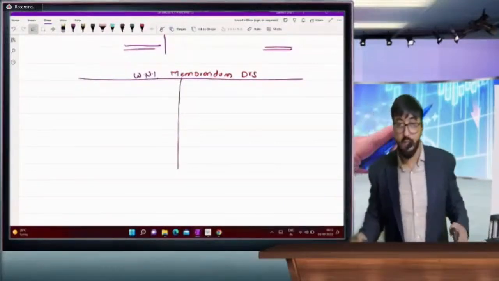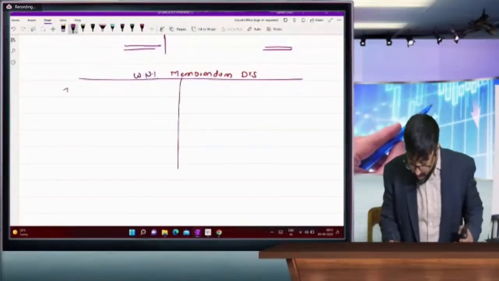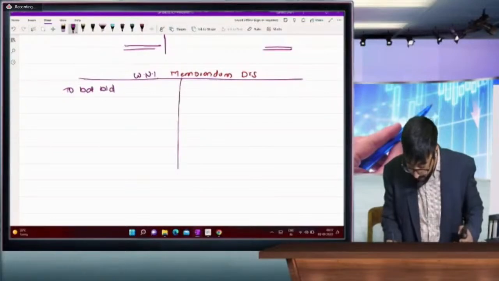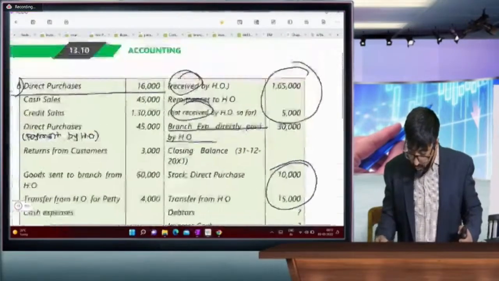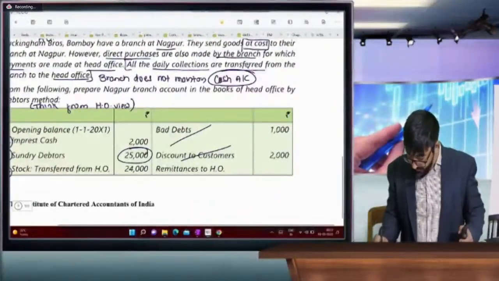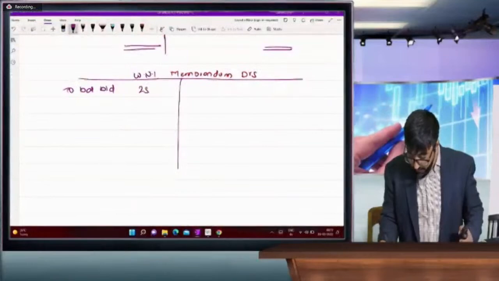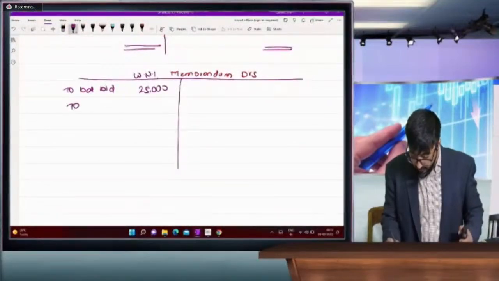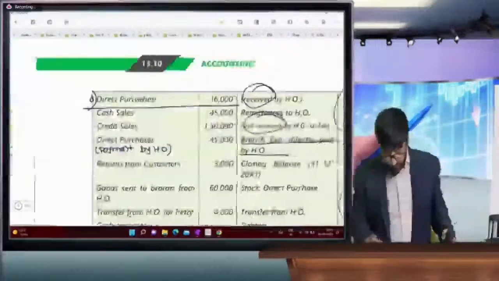No confusion till now? Very good. So, to balance brought down, opening balance. Sundry debtors, line by line. Sundry debtors, 25,000. Okay, sir. Next.